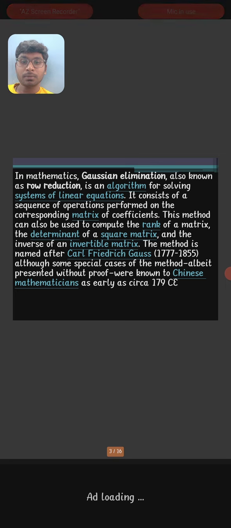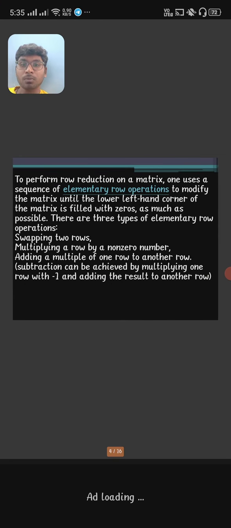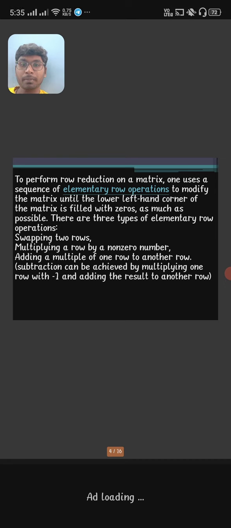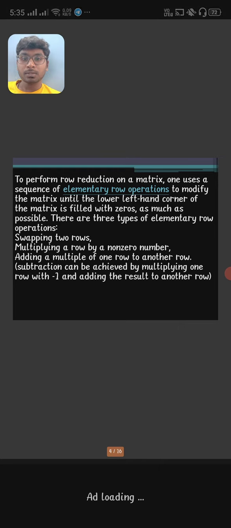The method is named after Carl Friedrich Gauss, although some special cases of the method, albeit presented without proof, were known to Chinese mathematicians as early as circa 179 CE. To perform row reduction on a matrix, one uses a sequence of elementary row operations to modify the matrix until the lower left-hand corner of the matrix is filled with zeros as much as possible.